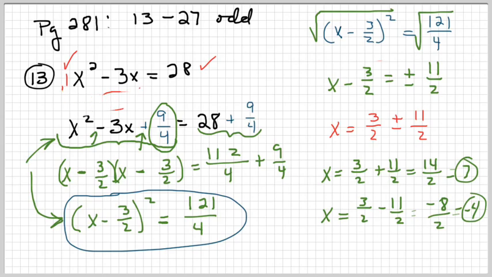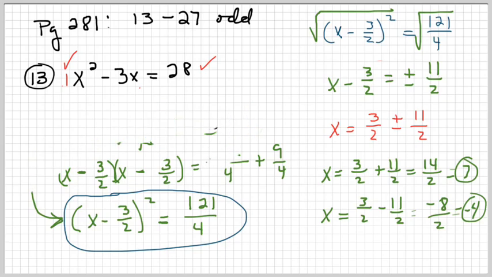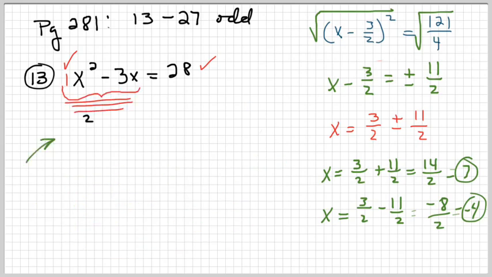At that point, we are done. I'm going to really quickly show you that this equation could have been solved much quicker.